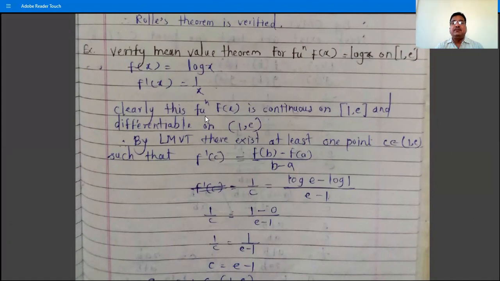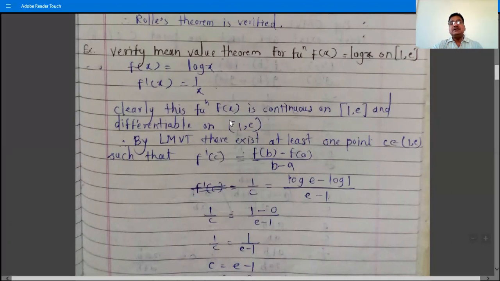Don't give the proof of how the function is continuous or differentiable. Directly write the sentence, because we are given functions like logarithmic functions, trigonometric functions, polynomial functions, and these functions are always continuous and always differentiable, everywhere. So directly write that all the conditions of the mean value theorem are satisfied by the function, and therefore by the mean value theorem there exists at least one point c belonging to the open interval (1, e) such that f dash c is equal to f(b) minus f(a) divided by b minus a.